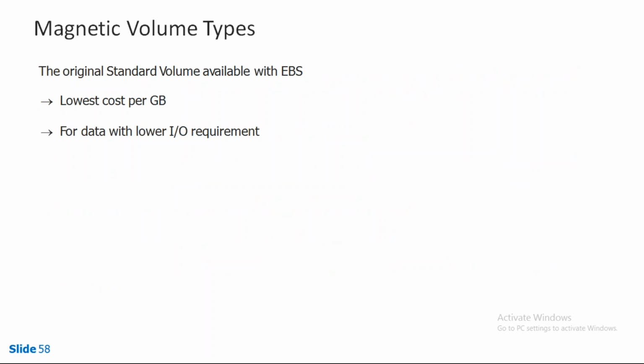Then the original standard volume, so this is magnetic volume, that is a very cheap one in all the three different types because it will not have any high access or throughput. The original standard volume available with EBS, low cost per gigabyte for data with lower IO requirement. So where you don't have anything to be accessed, you just need to store something into it, then you better go with magnetic storage, which will cost you very little and can perform all your tasks completely.